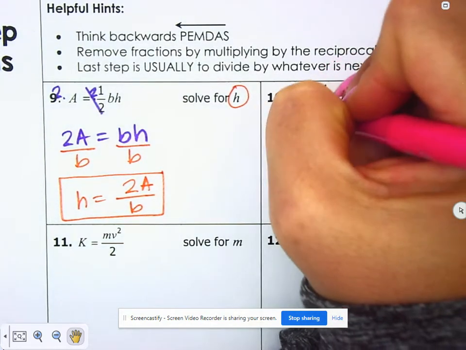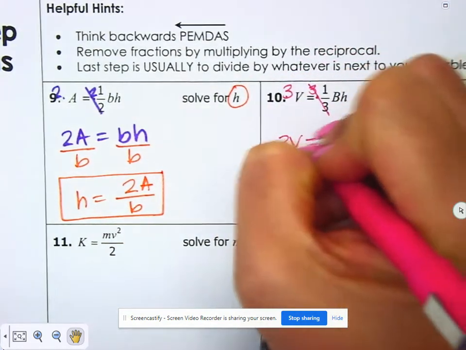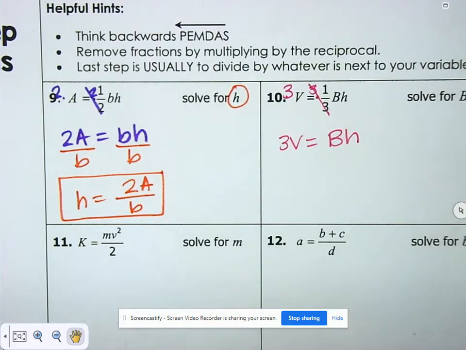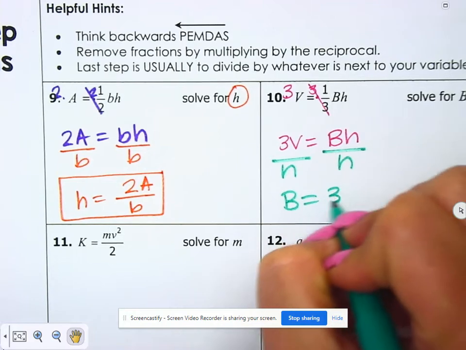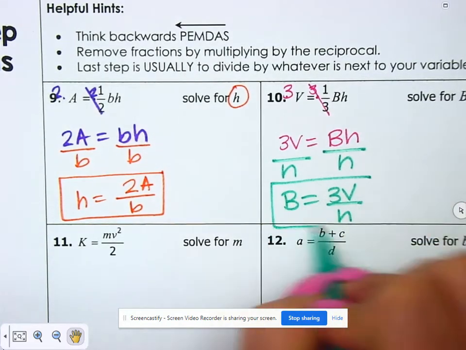All right, same thing here. Going to multiply by that 3 first. So I have 3v equals bh. And to solve for b, I'm going to divide by h. So b is going to equal 3v over h.